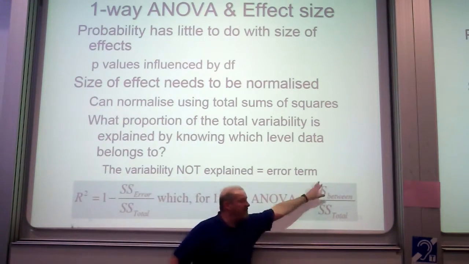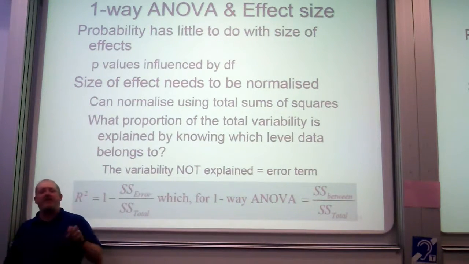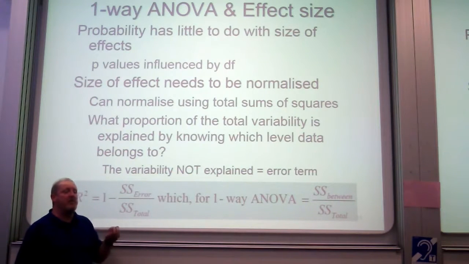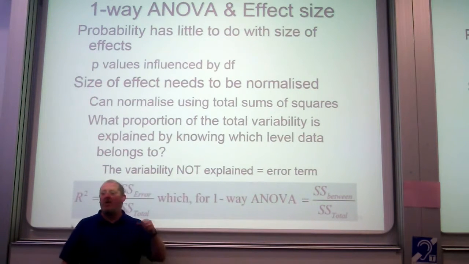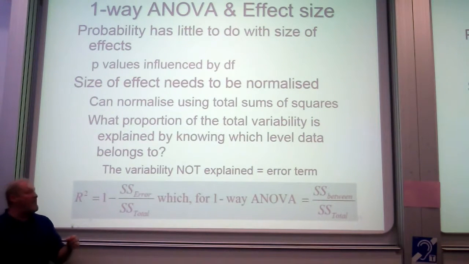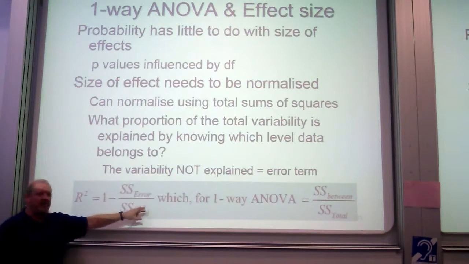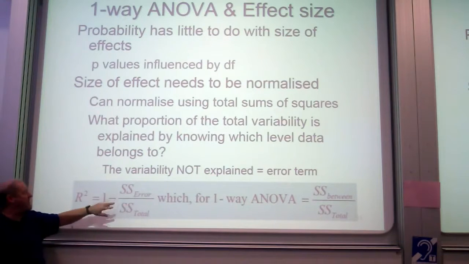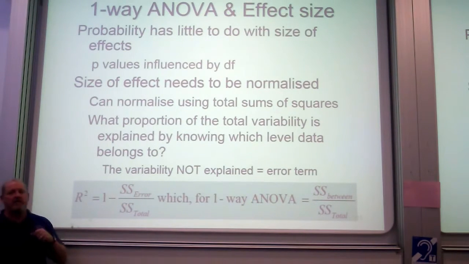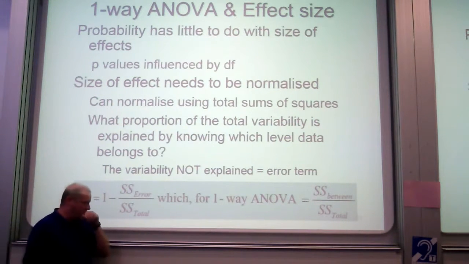Again, while it's often given like this, sums of squares between divided by sums of squares of total, it doesn't help when you start thinking of slightly more complex ANOVA designs, more complex regressions. Put in 2 predictors, and that idea no longer holds. What we're interested in is what the error term is, and then anything other than the error term we can explain. So our R squared is 1 minus the error term divided by the total sums of squares.